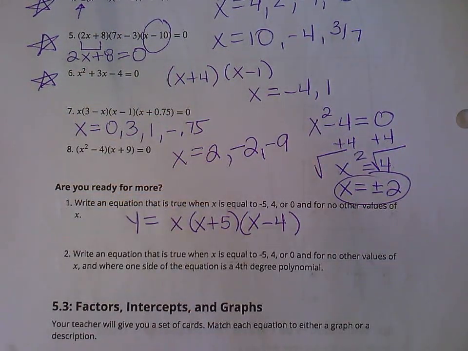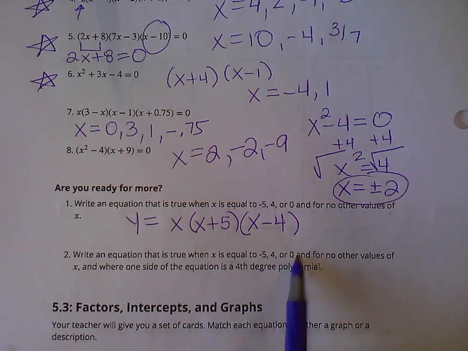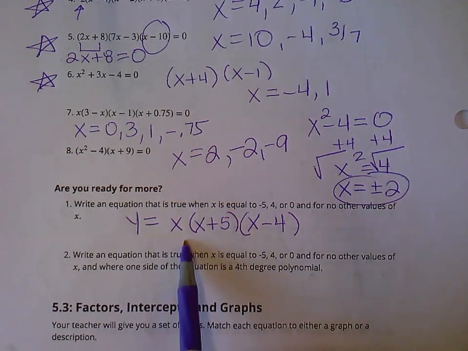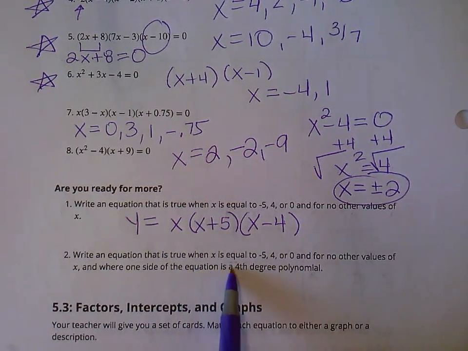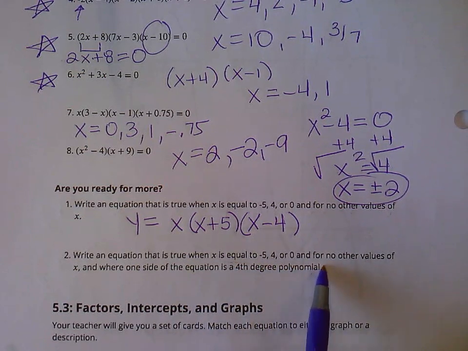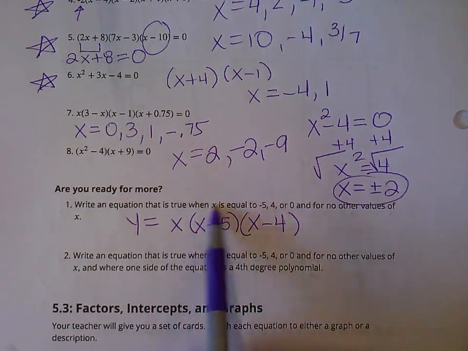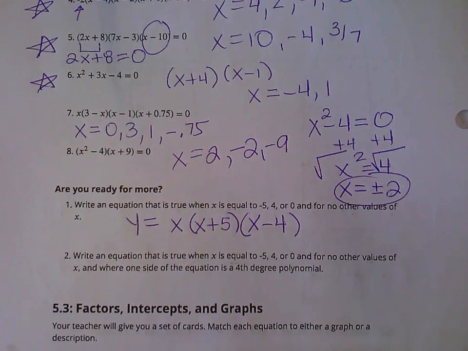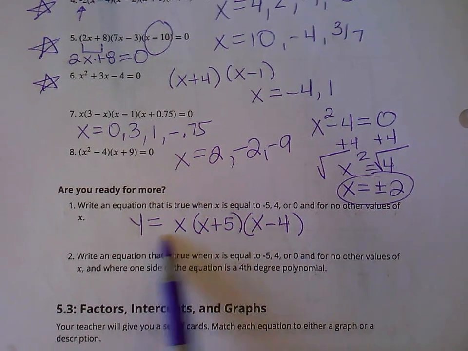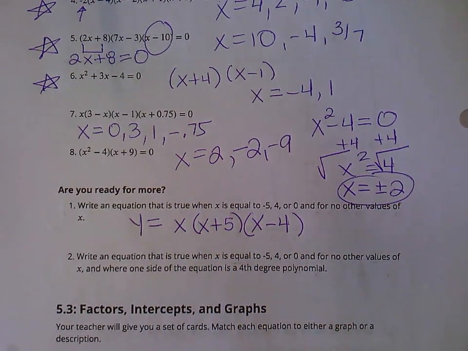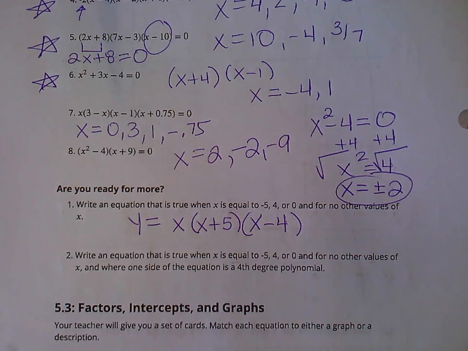All right, what is tricky about number 2? They still want -5, 4, and 0, which is exactly what I had in number 1, but they want the equation to be a 4th degree polynomial. What degree am I at so far? What degree would this be when I multiply it all out? Would it be x squared, quadratic? I have an x times an x times an x. So what degree am I already at?